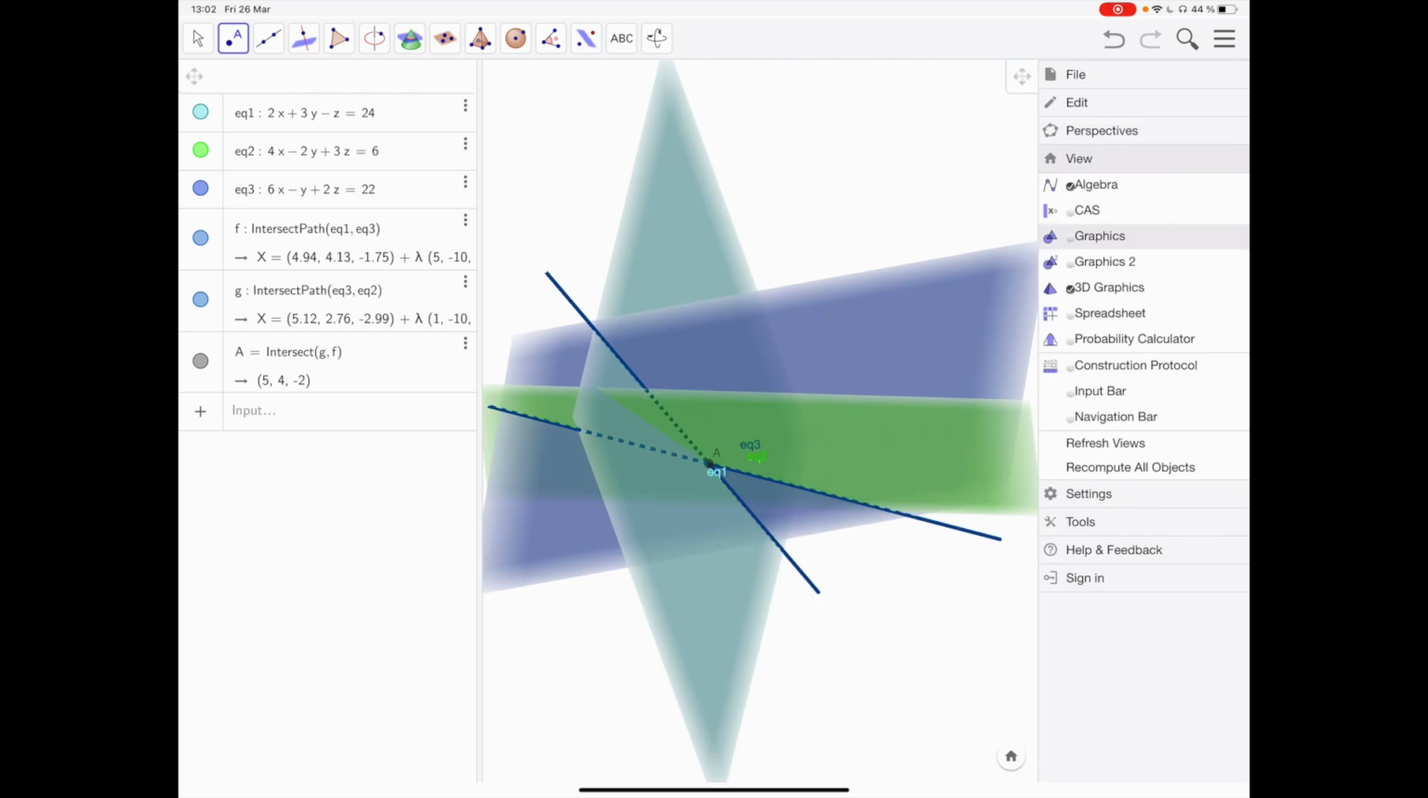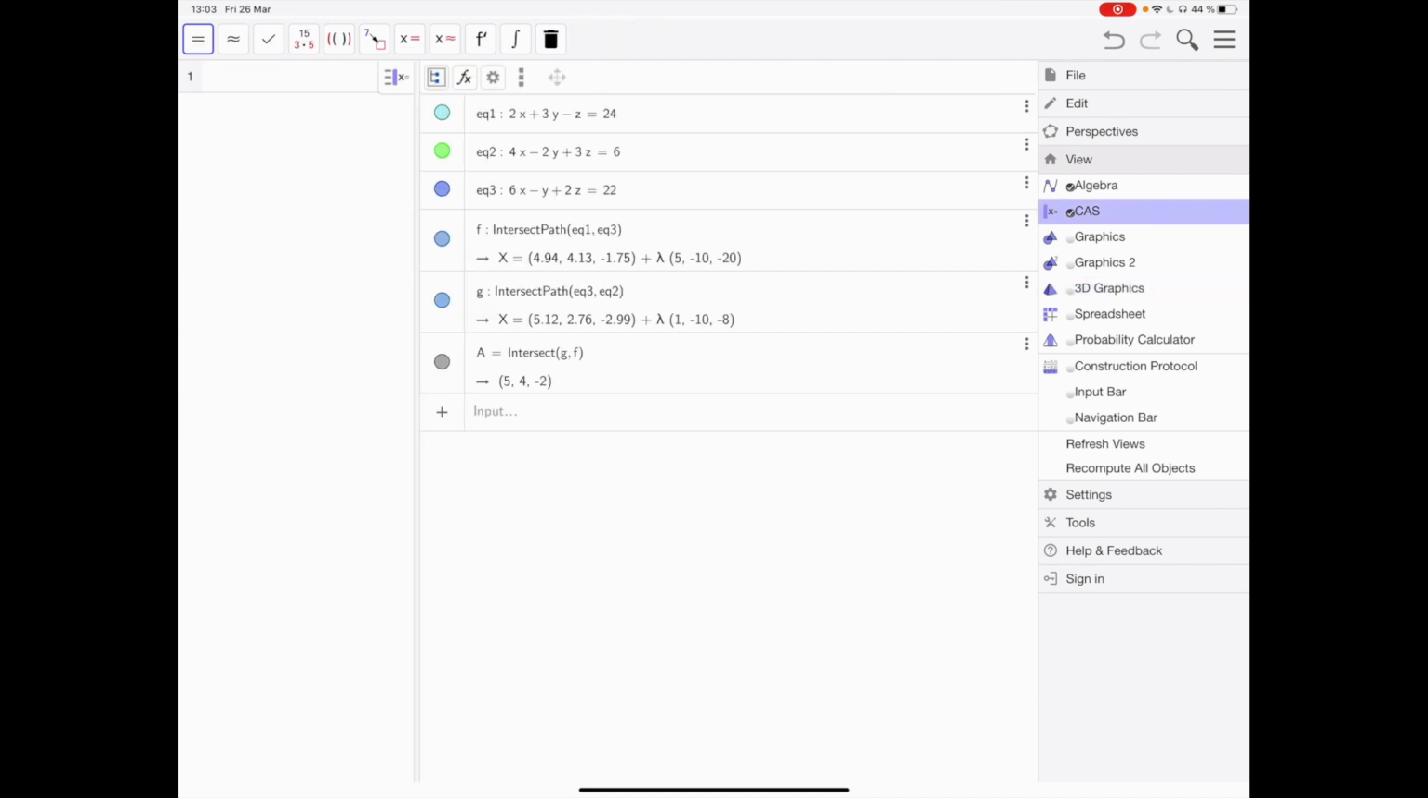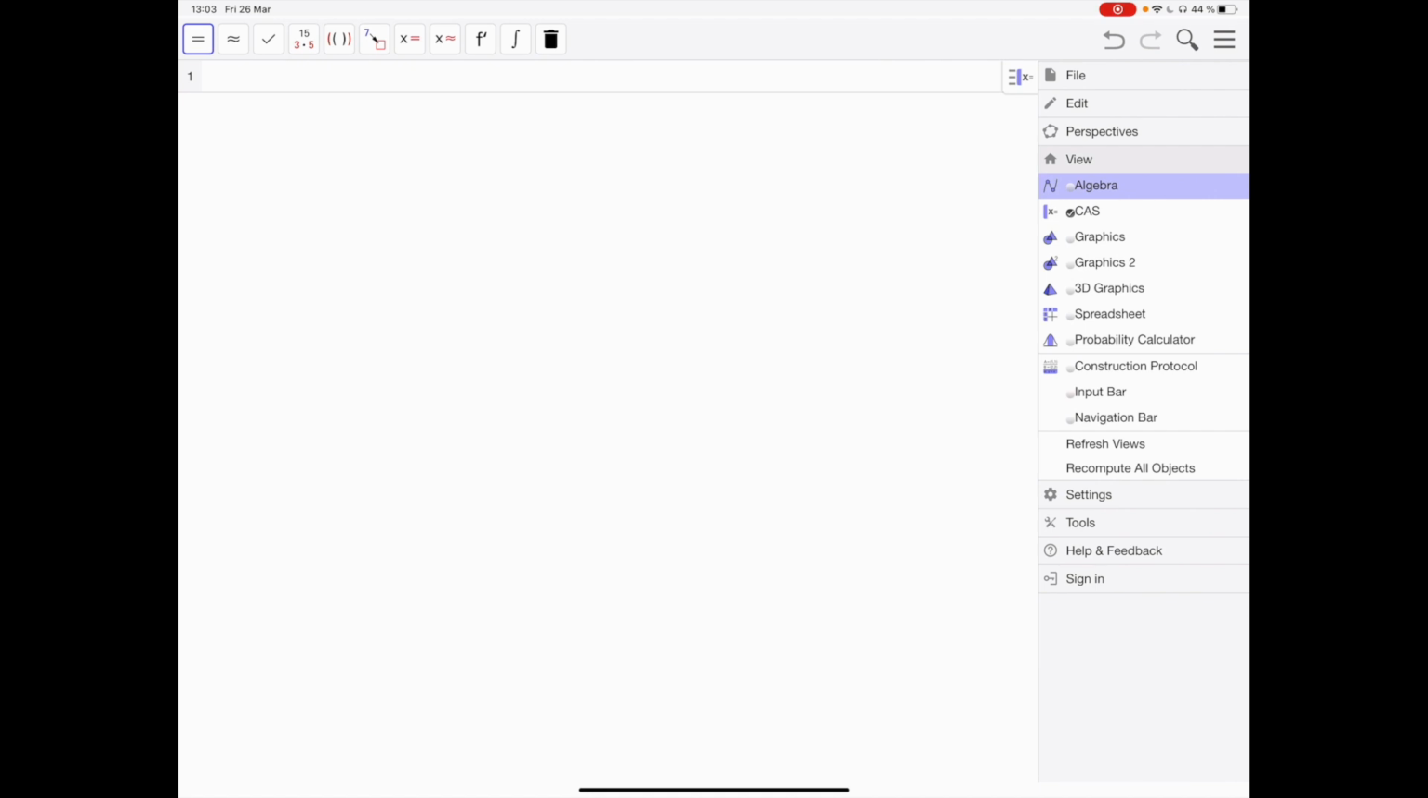Let me close this view. This is the 3D view. Let me get rid of that. There is a view called CAS, Computer Algebra System. So you go here, and then I want to also get rid of algebra. I don't want to have this in front of me.